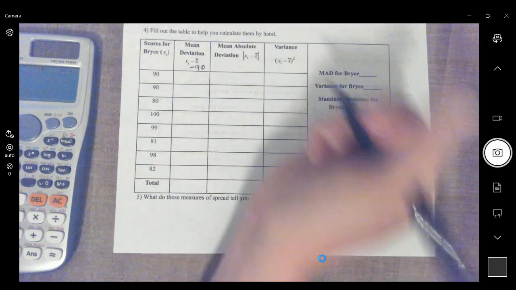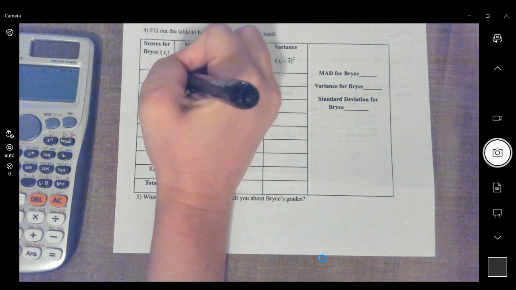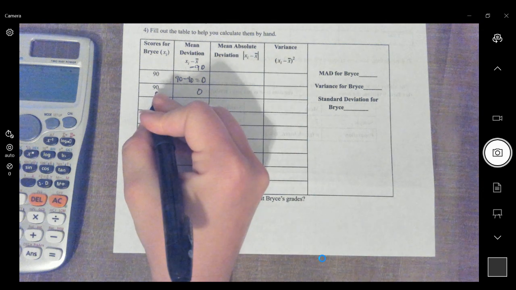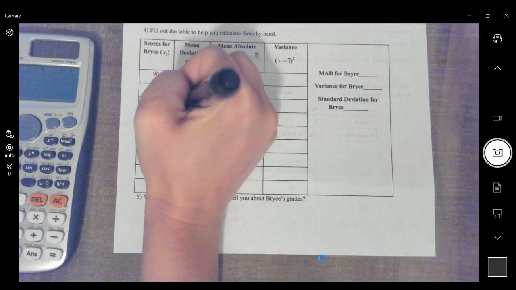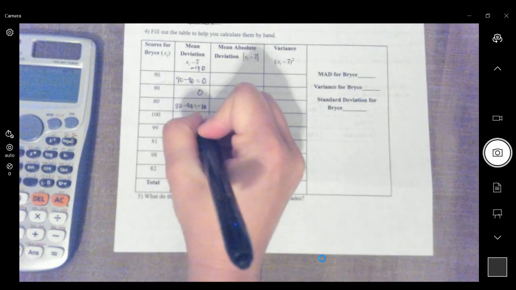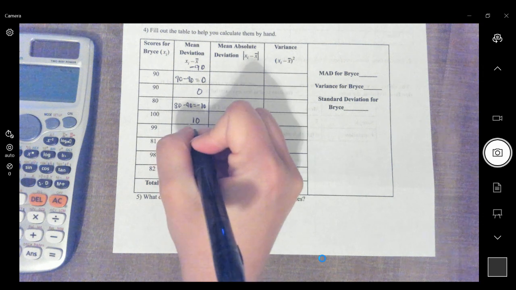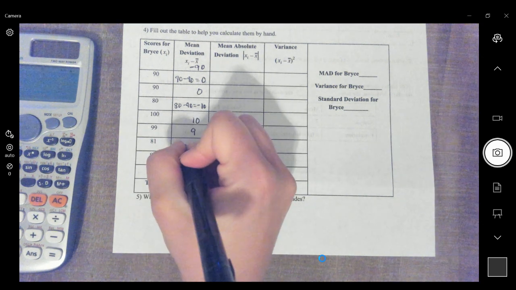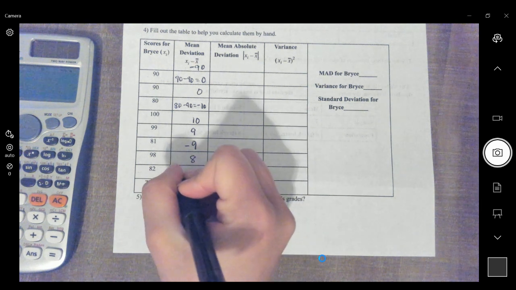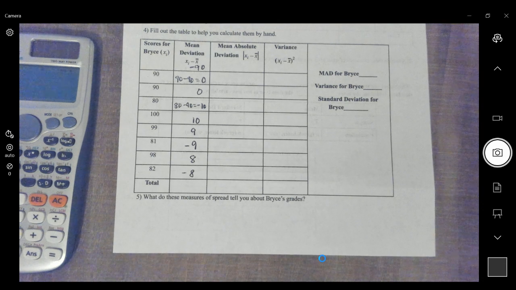So these are Bryce's scores. Up here, we figured out our mean was 90. So we're going to take each data point and subtract 90 from it. I'll write out the first one. 90 minus 90 is 0. Same number, so 90 minus 90 is 0. 80 minus 90 is negative 10. 100 minus 90 is positive 10. 99 minus 90 is 9. 81 minus 90 is negative 9. 98 minus 90 is 8. And 82 minus 90 is negative 8.